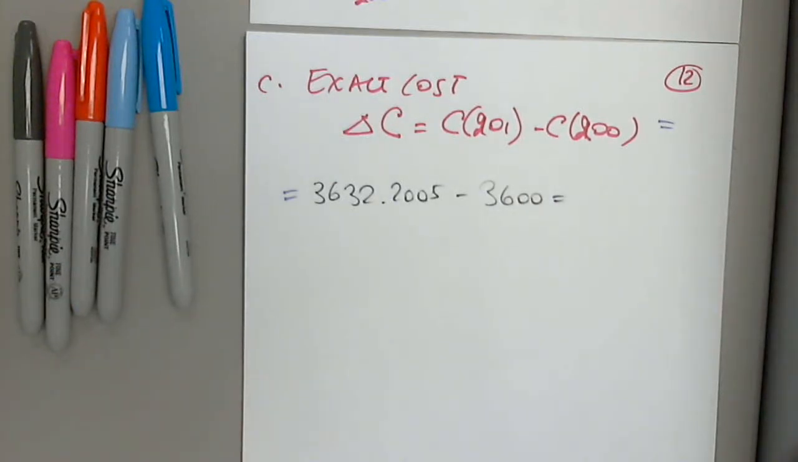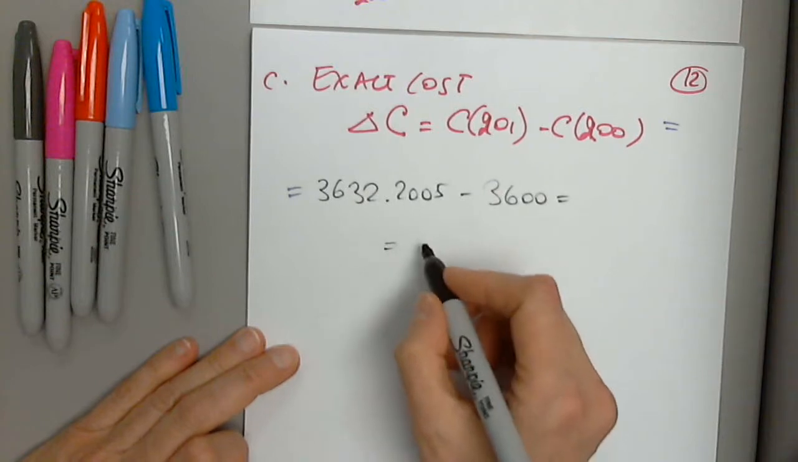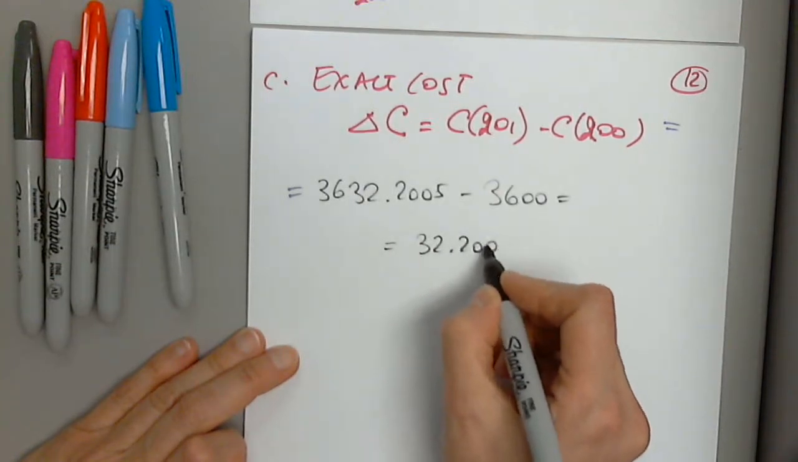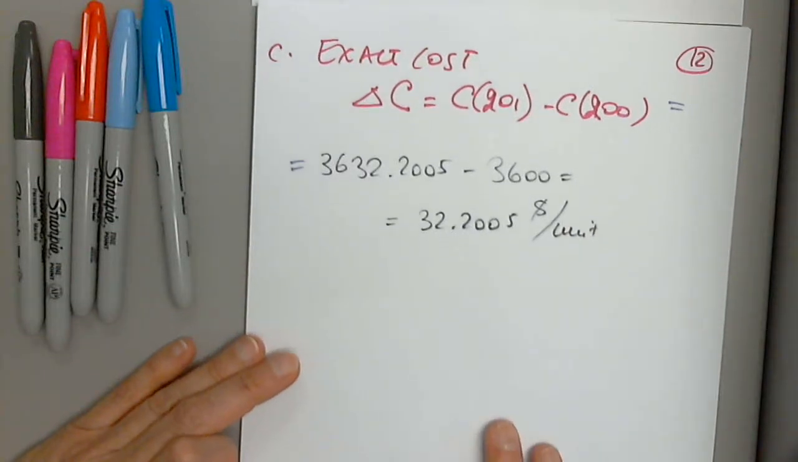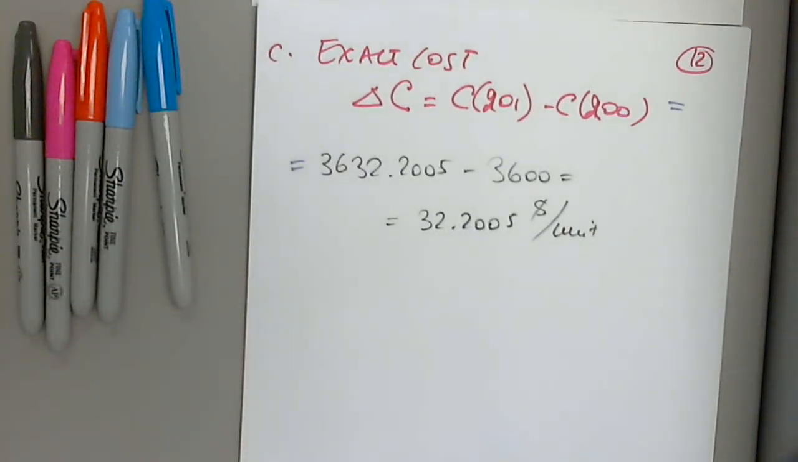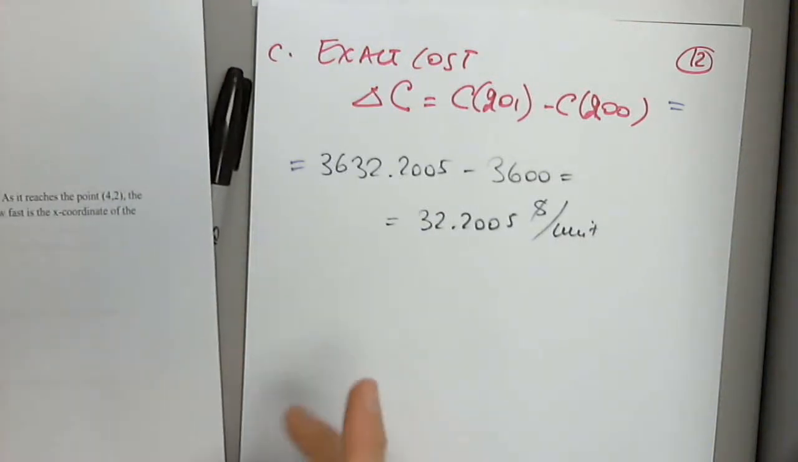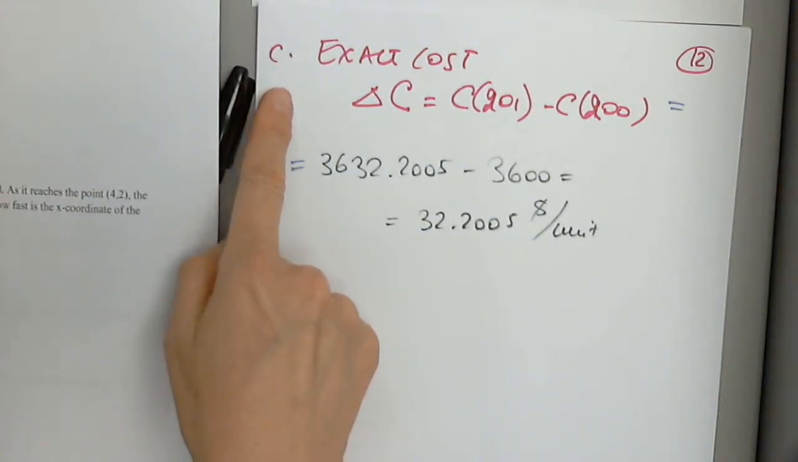Because you want to show that those two numbers are similar. And those numbers are similar: $32.2005 per unit. And they are very close. Any questions for me? Yes, please. So that's the final answer for part C.